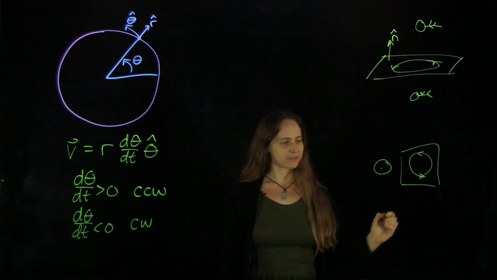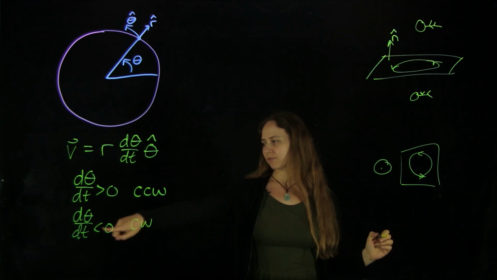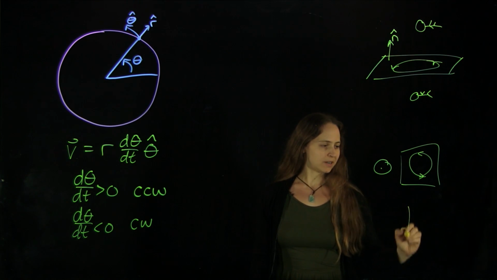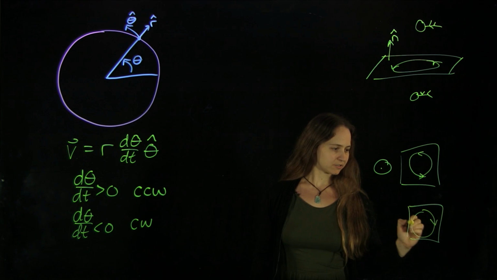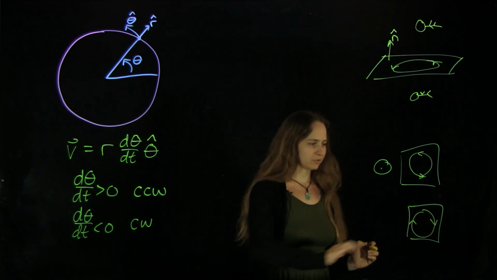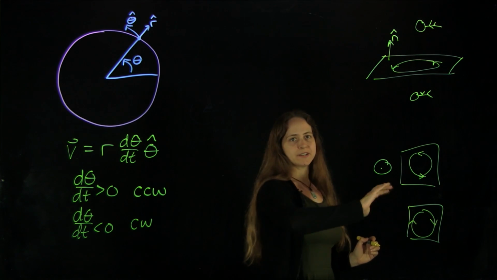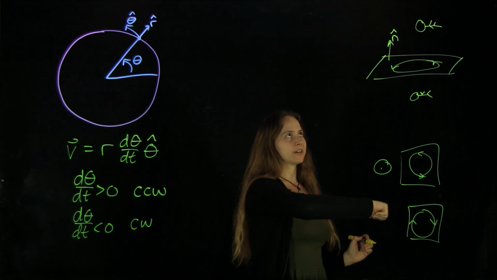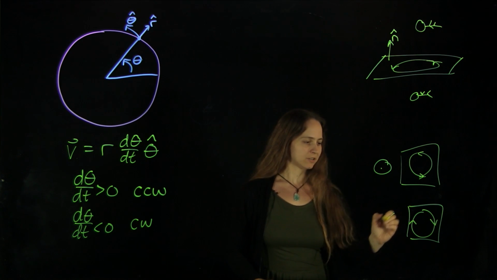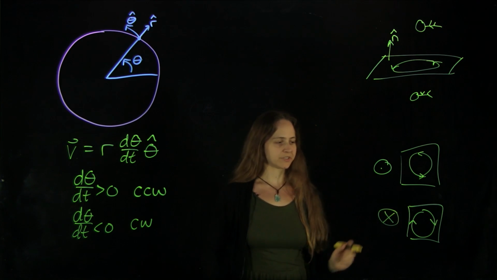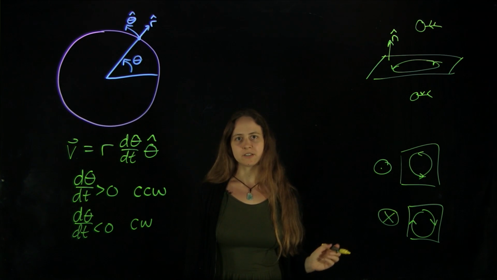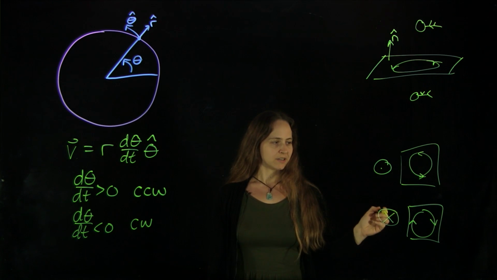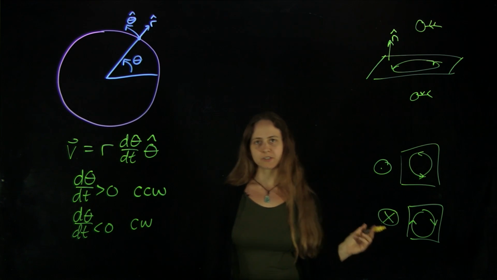In our other case, for d theta dt less than 0, our particle is traveling in this direction. And so you can see by my right-hand rule that now that direction that I've defined is into the board. And for that, I'm going to draw this as an X in a circle. So these are symbols that you'll see throughout the rest of the course, the out of the board and into the board symbols.